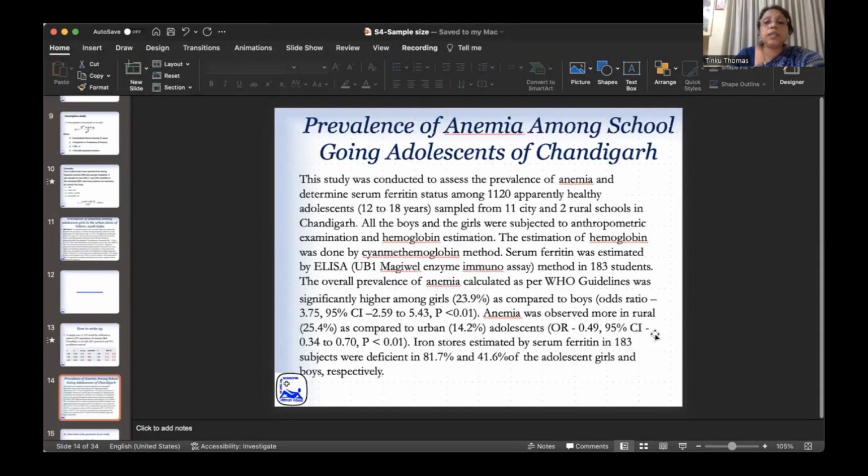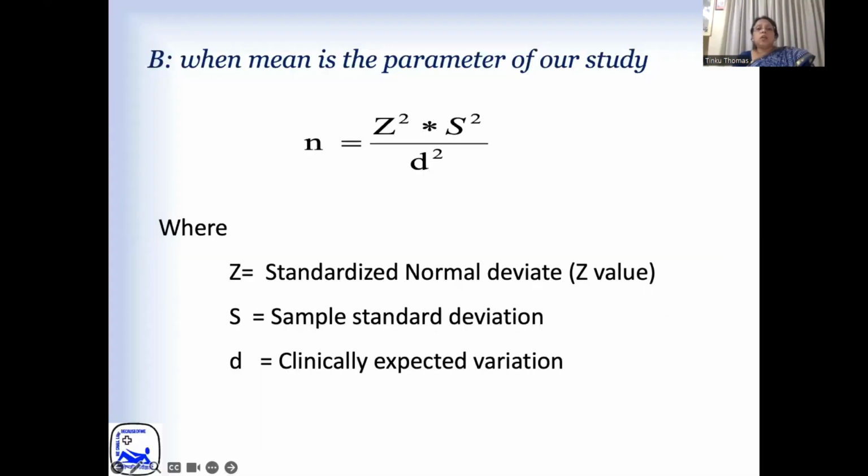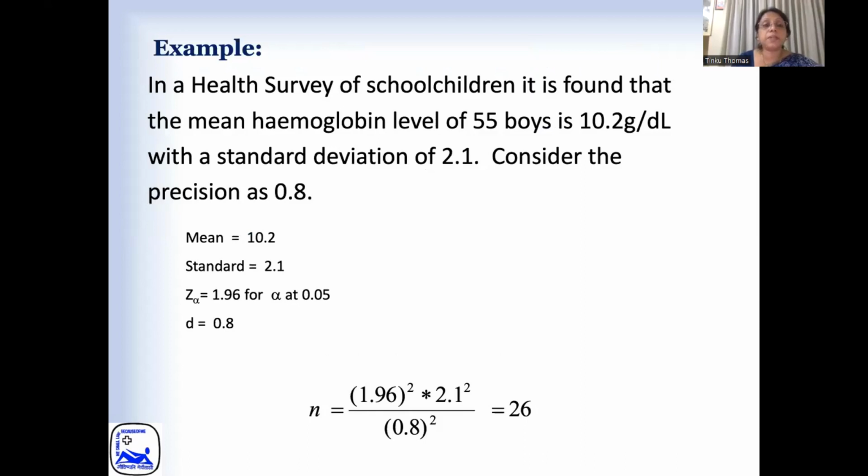Now let's see, what if we are interested in estimating a mean in our study? So for example, instead of asking the question, what is the prevalence of anemia, I am asking the question, what is the average hemoglobin in my population? So let us say the previous studies have reported the average hemoglobin as 10.2 grams per deciliter with an SD of 2.1.